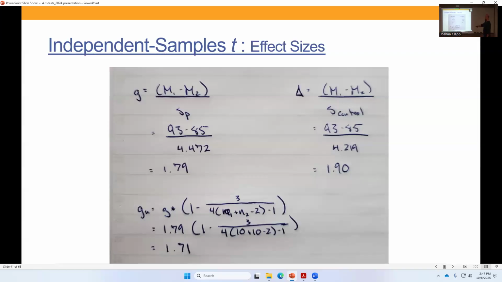So it's not a massive reduction, but it is about a 1/10 of a point reduction in terms of accounting for the small samples here.